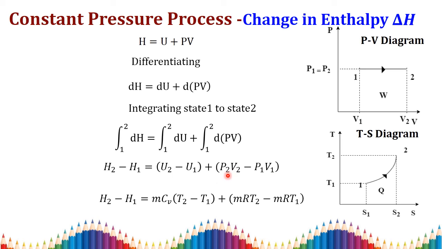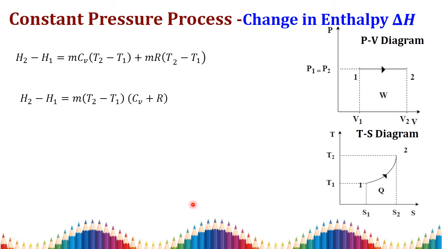What is PV2? PV2 is again mRT2, and PV1 is again mRT1. I am replacing these terms in terms of T1 and T2. As we all know, delta U is mCv into (T2 minus T1), so I can replace this in the equation. From the previous equation, I am taking mR outside. Then H2 minus H1 is equal to m into Cv (T2 minus T1) plus mR into (T2 minus T1).